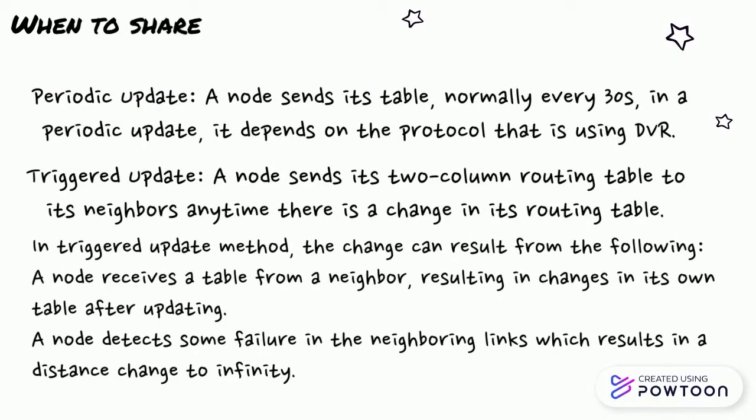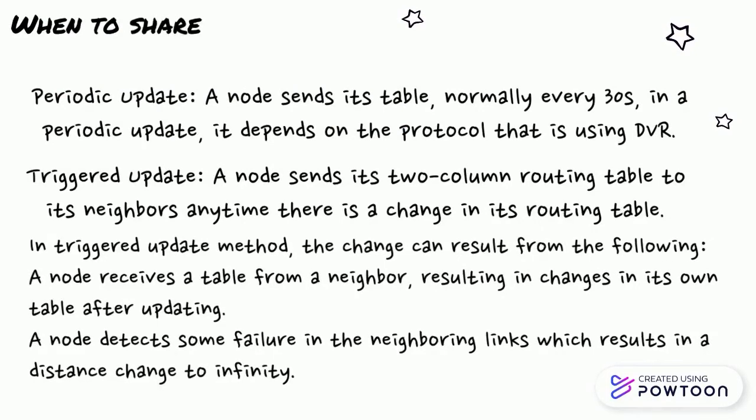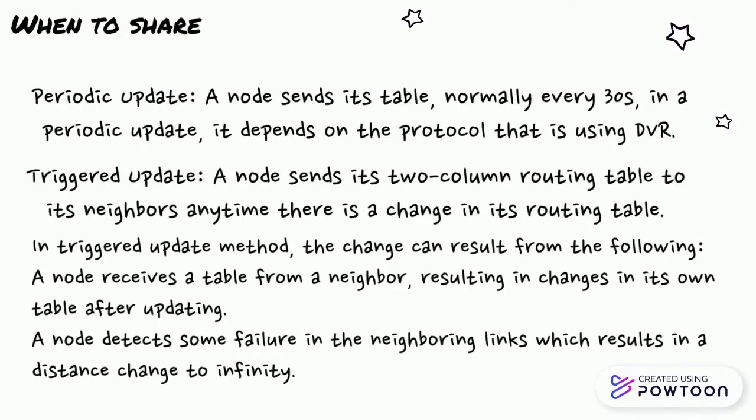Now, this change can occur due to the following scenarios. First, the node receives a table from a neighbor, resulting in changes in its own table after updating. Second, a node detects some failure in the neighboring links, which results in a distance change to infinity.